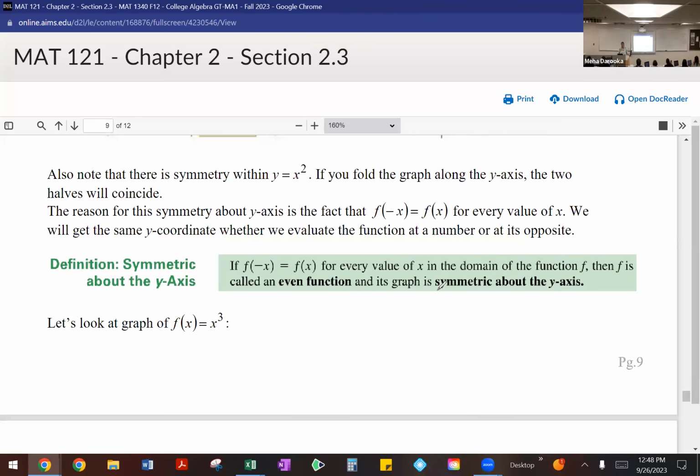But you can also have symmetry in terms of the origin. Now, any even function, so that would be something like y equals x squared, because your exponent is 2, any even function is going to have symmetry about the y-axis. So x to the 4th, x to the 6th, x to the 8th, x to the 10th, any of these functions that have an even exponent are going to be considered even functions, and they will all have symmetry about the y-axis. So let's take a look.